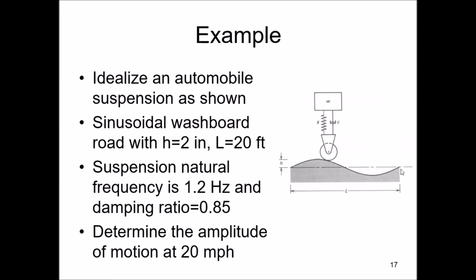Now they also tell us that the suspension natural frequency is given to us as 1.2 hertz and the damping ratio is 0.85. Now they want us to determine the amplitude of motion at 20 miles per hour. So we have a lot of information given to us within the problem statement and the initial diagram. So what I want to do next is to organize all of this and create our setup page.